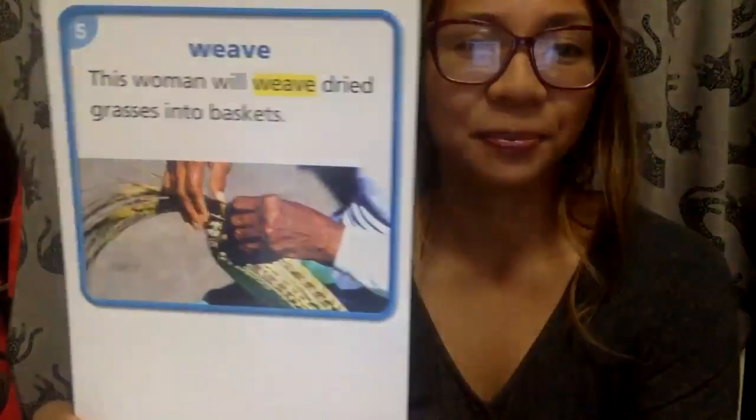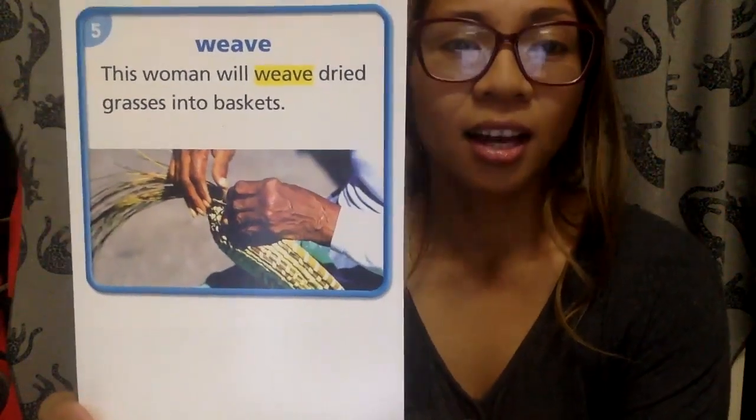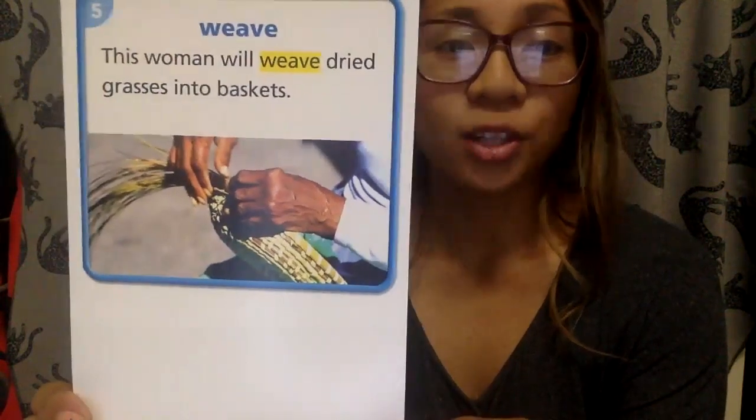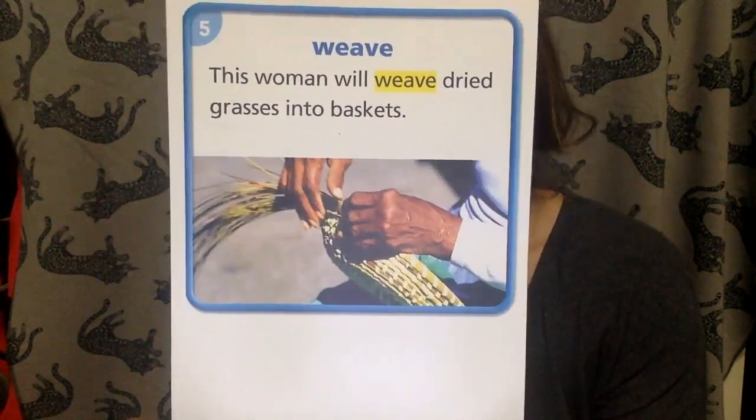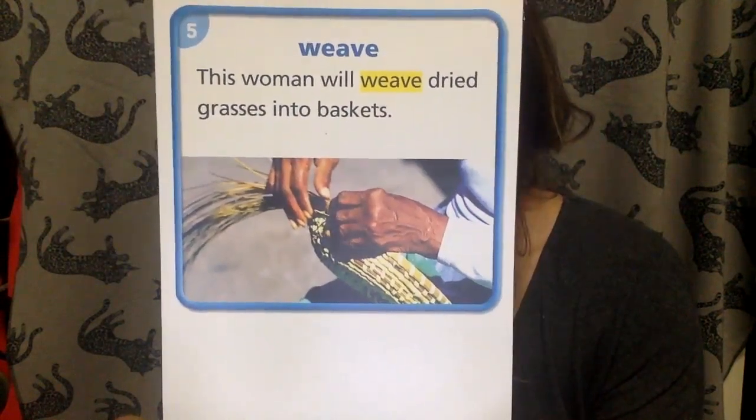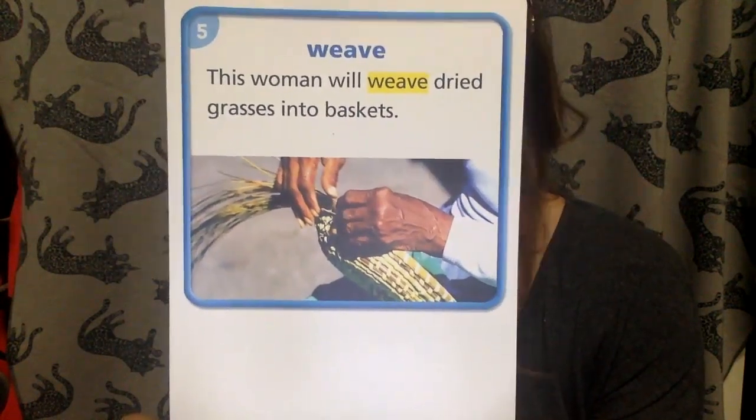Next vocab word is weave. This woman will weave dried grasses into baskets. Weave means to make cloth by crossing materials over.